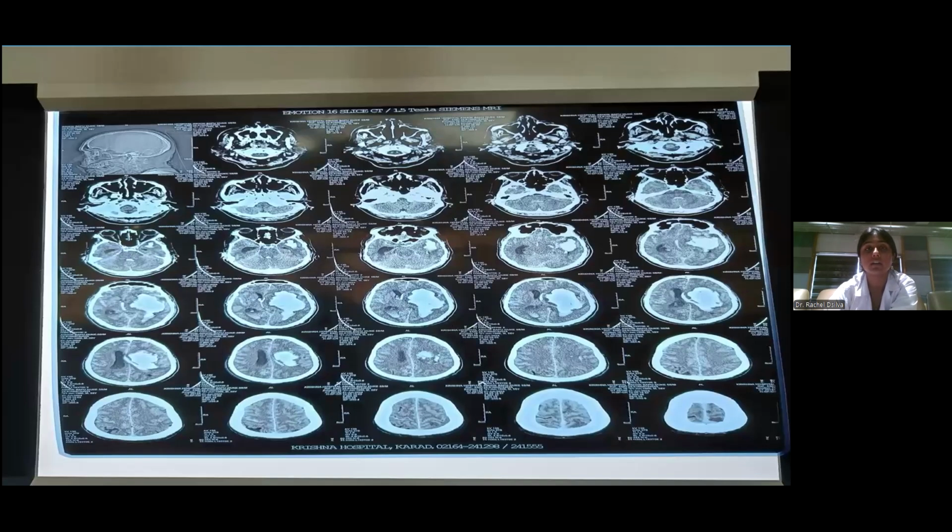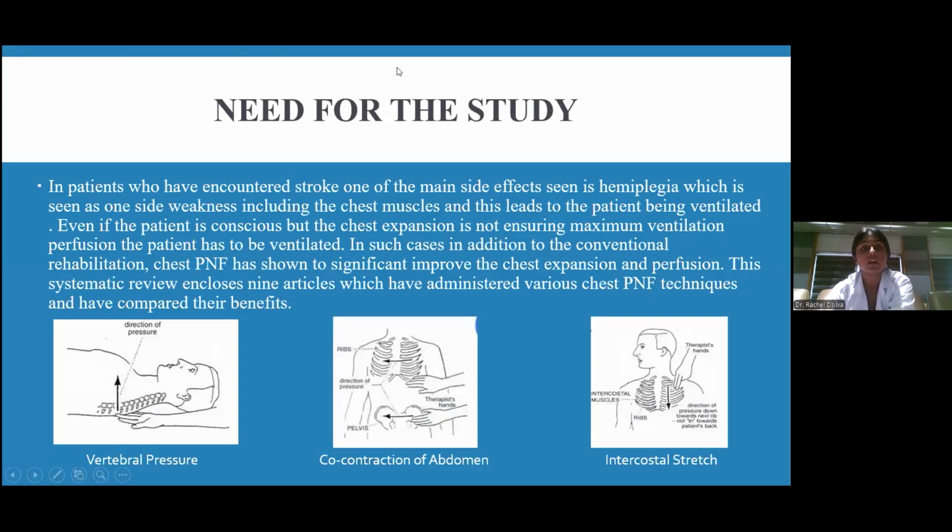This is a CT of one of my patients. The need for this study is that in patients who have encountered stroke, one of the main side effects seen is hemiplegia, which is seen as one-sided weakness. This includes the chest muscles, and this leads to the patient being ventilated.